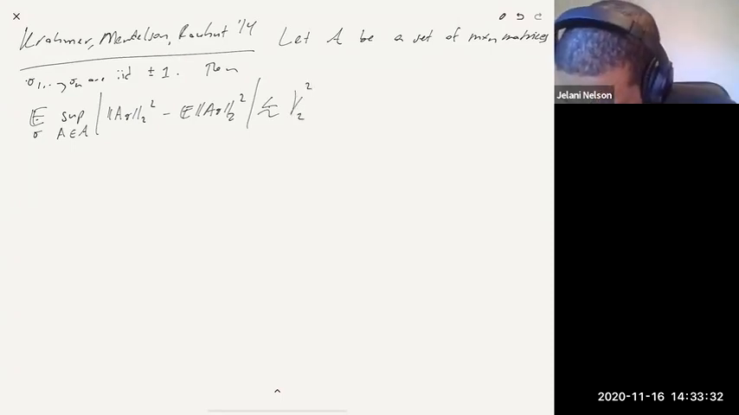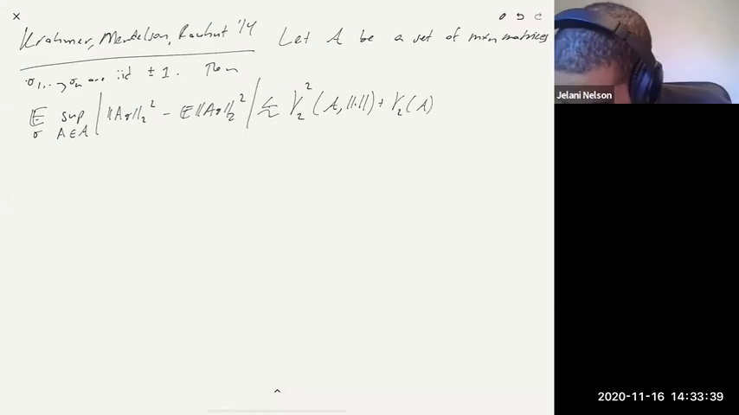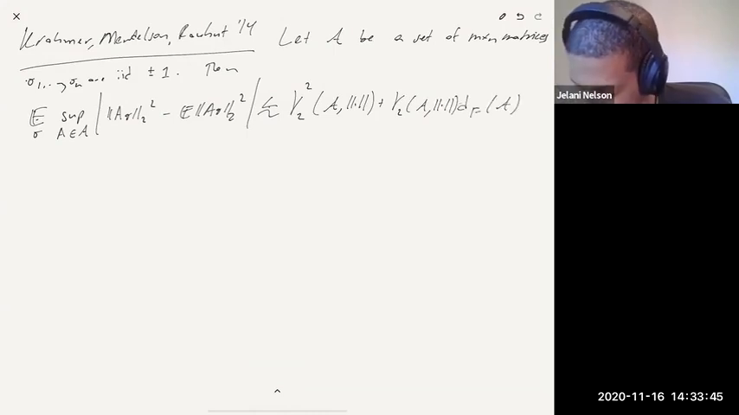Gamma 2 squared of script A with respect to the operator norm, plus gamma 2 of script A with respect to the operator norm, times the Frobenius radius of script A, plus the Frobenius radius of script A times the operator norm radius.